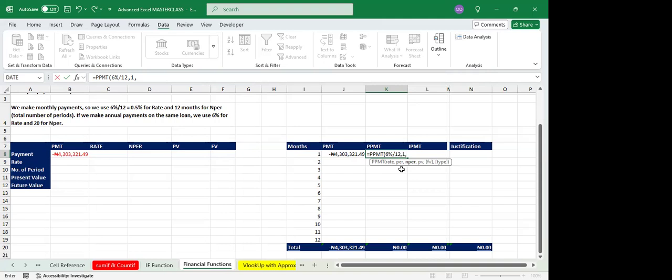How long will it take me to repay? Which is 12. You understand it? So now what is my principal value? What's my present value? That is 50 million naira, and I'm going to close it, right?